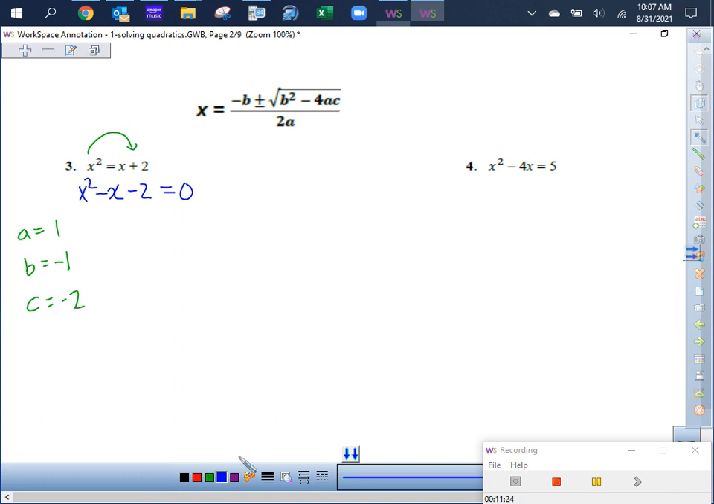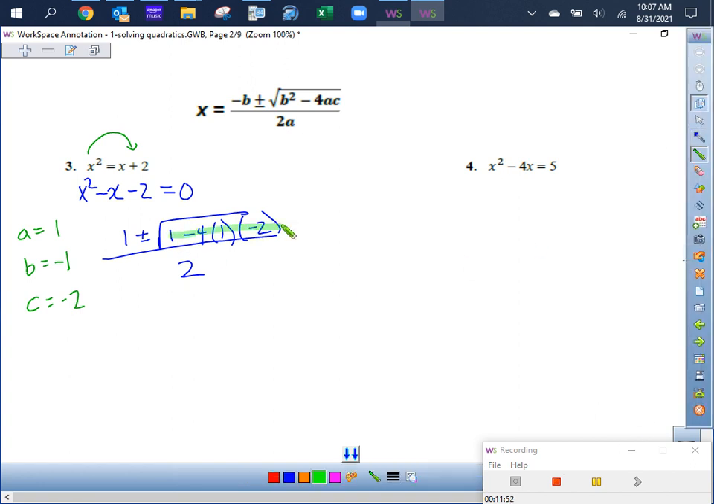So, sub it in. Opposite of B, you put 1. Plus or minus, square root of B squared. What is B squared? 1, minus 4 times A times C, all over 2 times A. Rock and roll. Find the discriminant. Punch this into your calculator.